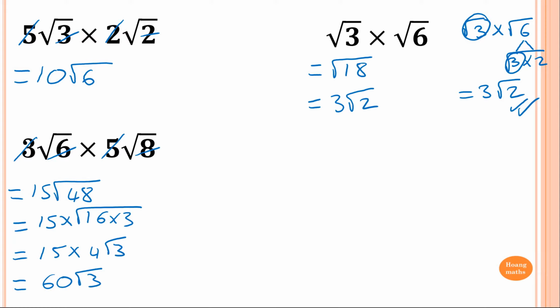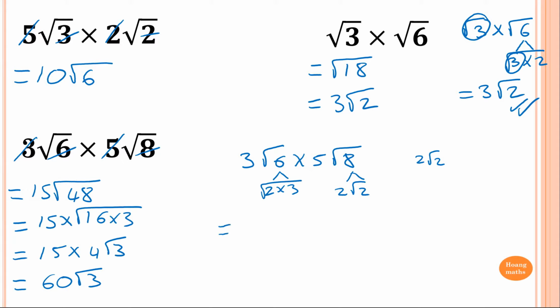Now I'm going to try the technique I use. So 3 root 6 times 5 square root of 8. Now, that's just optional. I just want to show you. So 6 is 2 times 3. Root 8 is a square number times 2, so square root of 8 is 2 root 2. So that means 2 root 2 here. Then you go, this is like that.